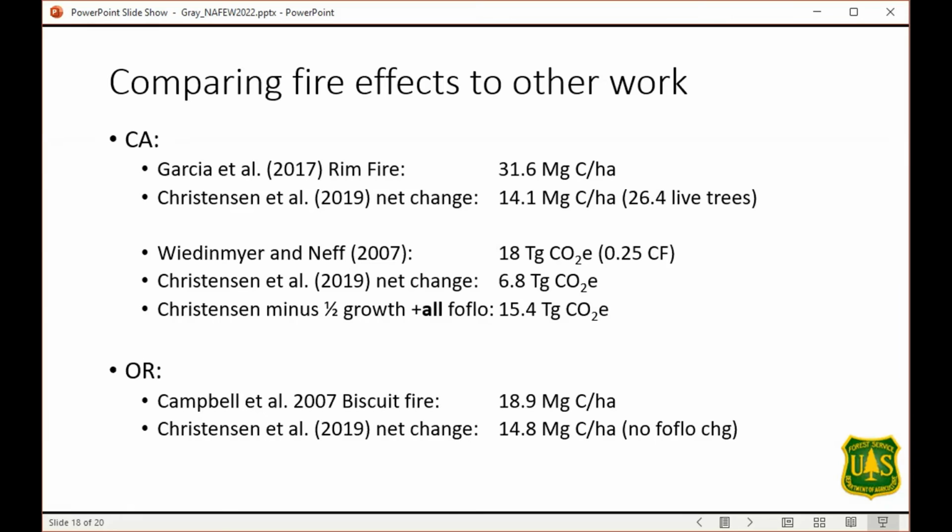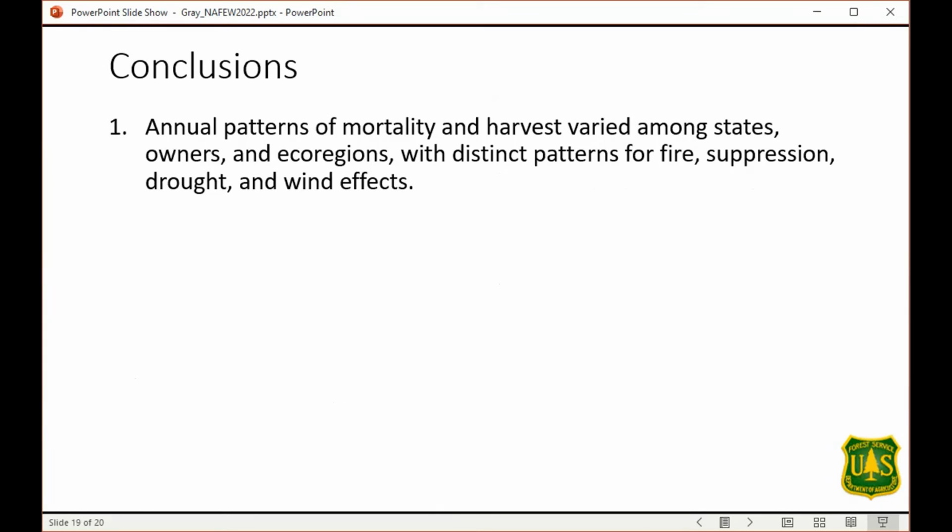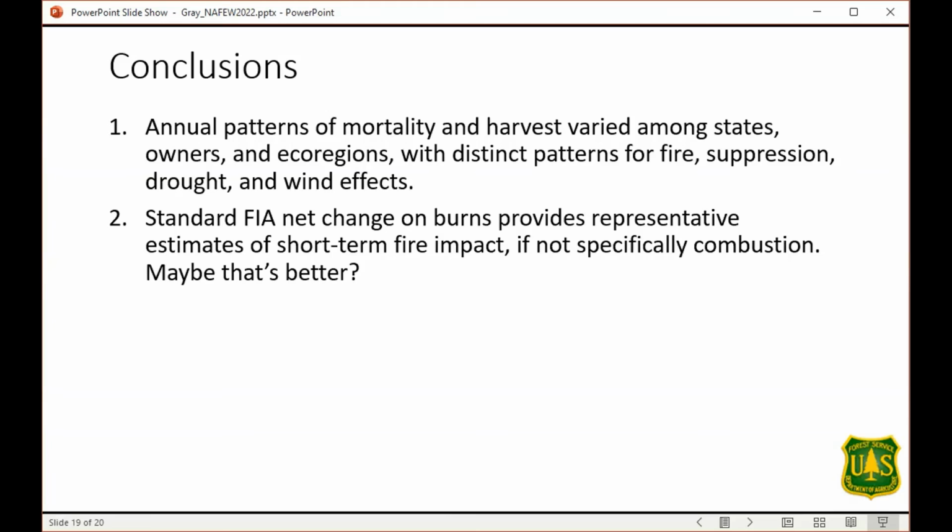So I think I'm low on time. Overall, though, in terms of our net change, it seems to be lining up fairly well with some other estimates of combustion. So in conclusion, our approach was able to pick out annual patterns of mortality and harvest that varied among states, owners, and ecoregions, with distinct patterns for fires, suppression, drought, and wind effects. And the standard FIA net change on burns provides representative estimates of short-term fire impacts based on actual field measurements, although combustion is in there somewhere.